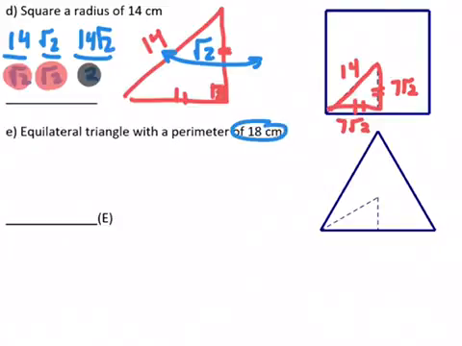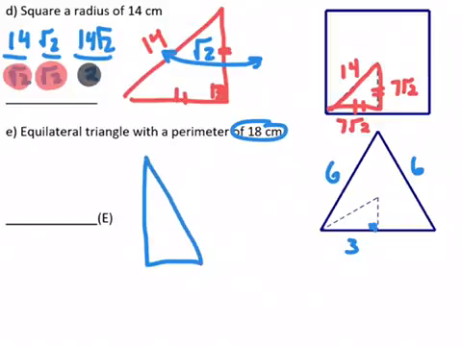We take the 18 and divide it by 3 to get 6. Now 6 is each side, which means that the long side of our 30, 60, 90 is 3. I'm going to stand this upright so that we can see it. So that would make this the 30. This is our 60 down here, and the 3 is on the long side.